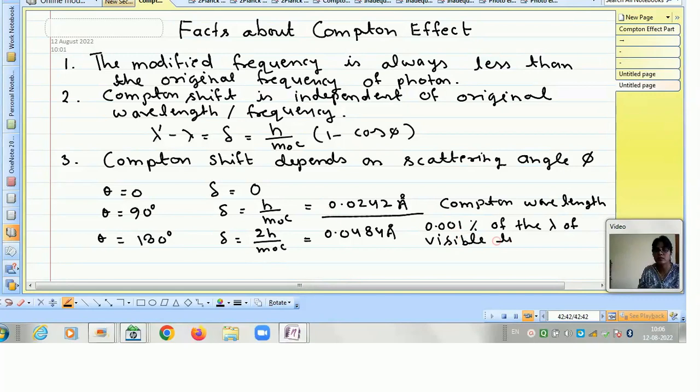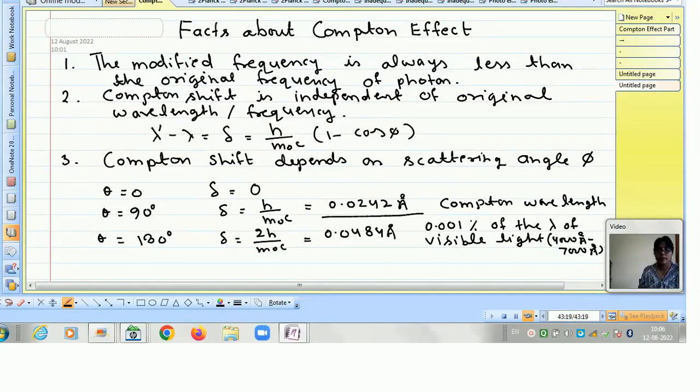So what is the range of the wavelength of visible light? It is 4000 angstrom to 7000 angstrom. This is the range of the wavelength for visible light. So if we see the percentage of 0.0242 angstrom in comparison to 4000 angstrom, we find that it is only 0.001%. So this is a very small value if we incident visible light and treat it as the Compton effect.